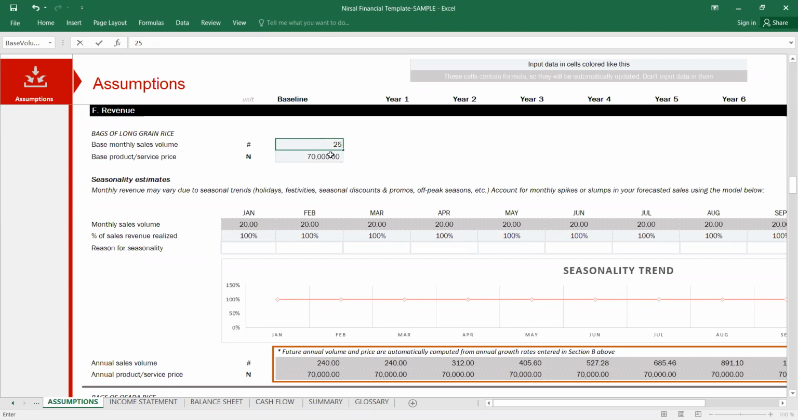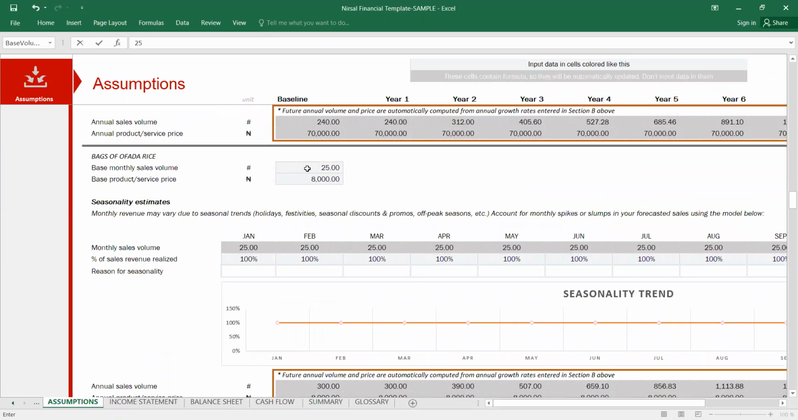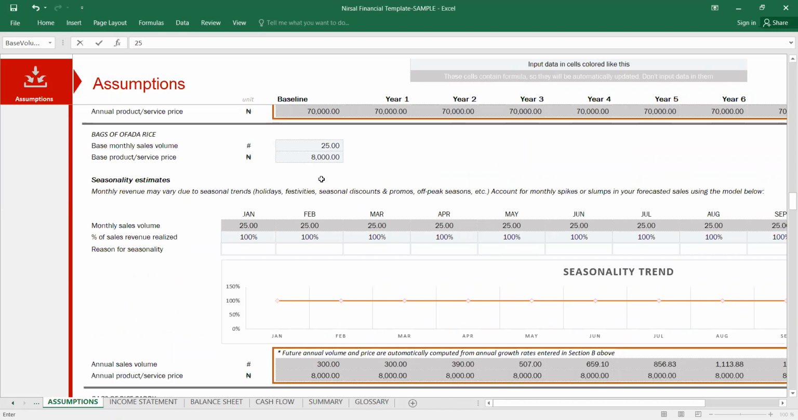Okay, so if you put 25,000, and let's say you are producing on a monthly basis, this is your monthly sales volume. Let's say you are doing 25 bags, and you are selling at 70k for one. Then the same thing is applicable here. You put the volume that you are going to be selling in a month and your unit price per volume.